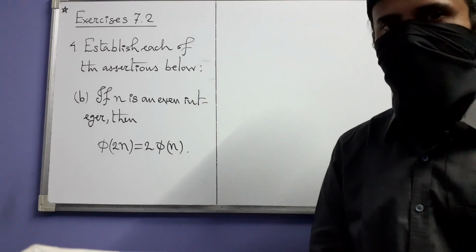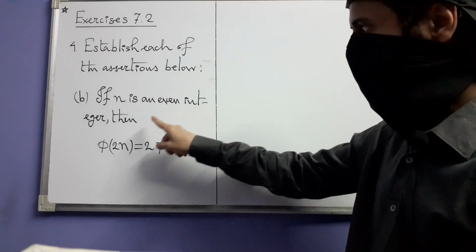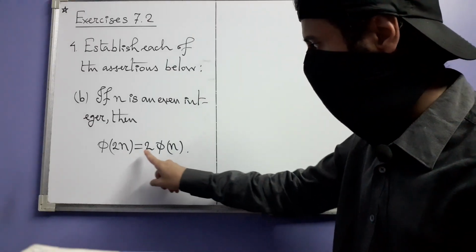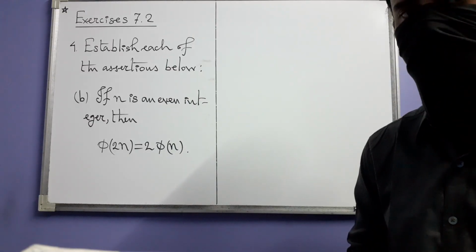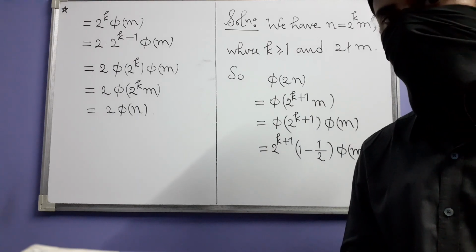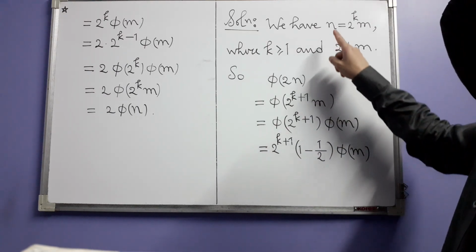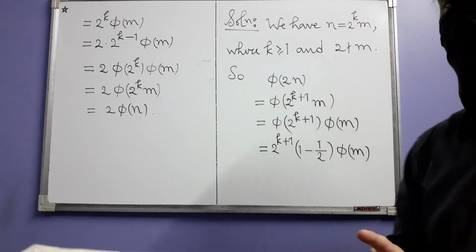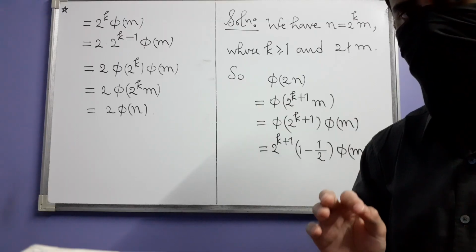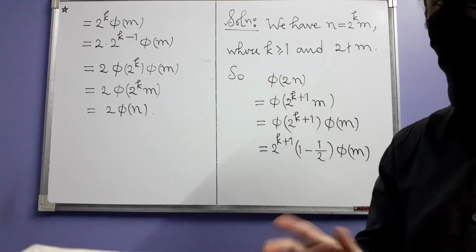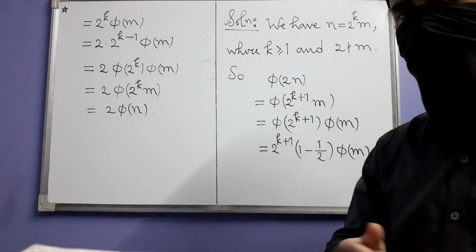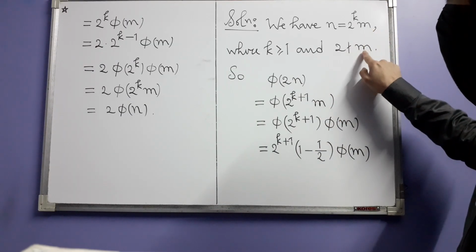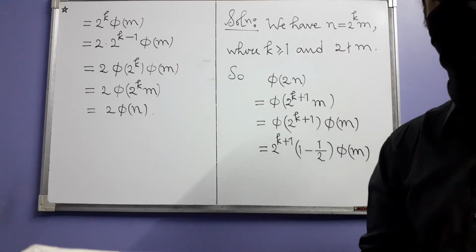Next we have part B, where we have to prove that if n this time is an even positive integer, then phi of 2n equals 2 times phi of n. So in the solution, in the beginning itself, we make use of the fact that n is even. So n will generally have this form, 2 to the power k times m, where the evenness of n makes k positive. K won't be 0. It may be 1 or something larger, but it will not be 0. And this other part m is odd, it's not divisible by 2.